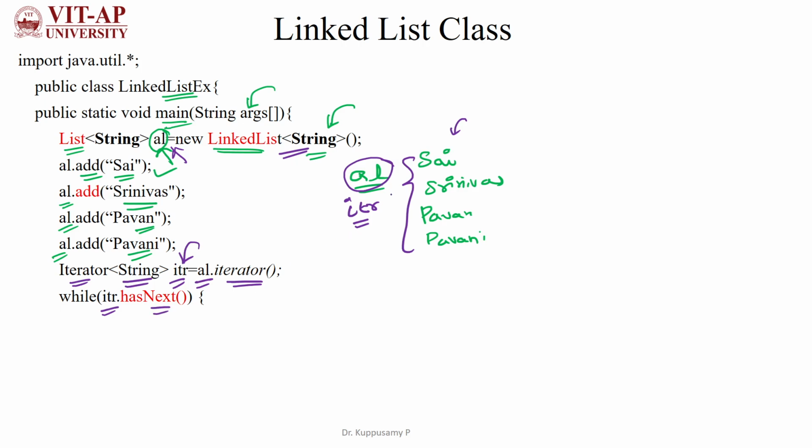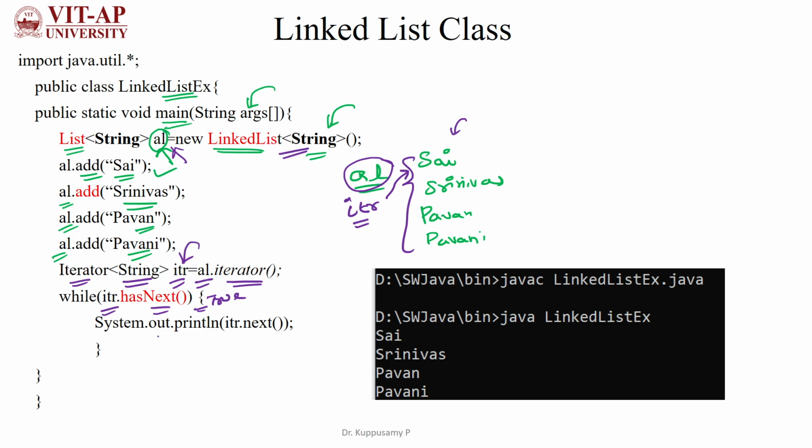Has next? Yes, it has the value, right? So it is returning true. If it is returning true, then it gets inside the loop. Inside the loop we have this printing statement, which prints the current element. The current element is psi, so it prints the current element, then moves to the next element. So the next element is this one. Then again it goes back to the while loop.